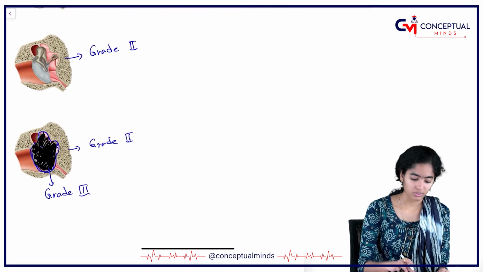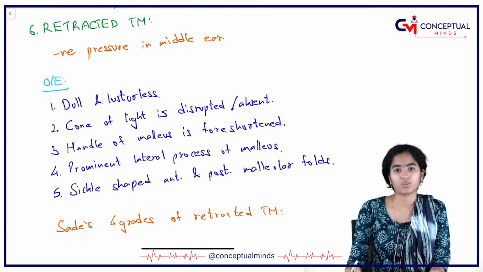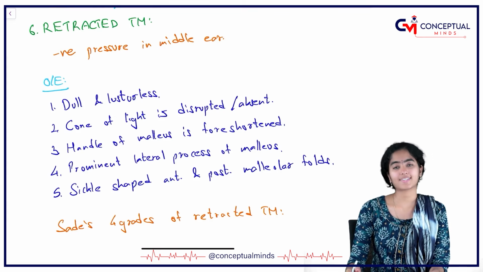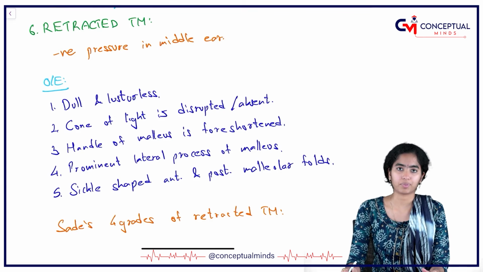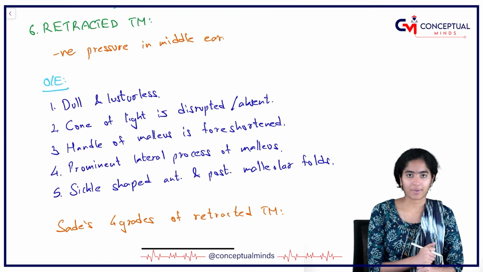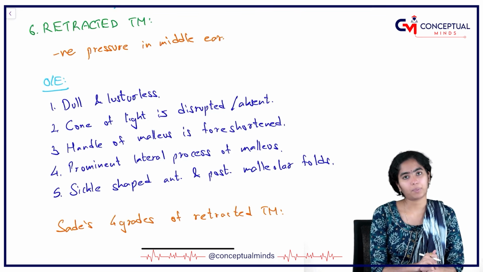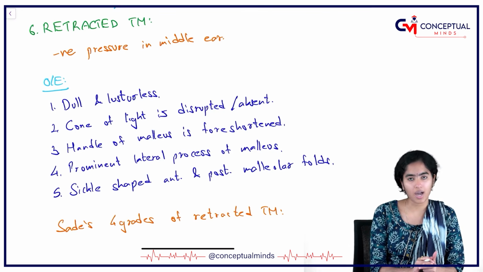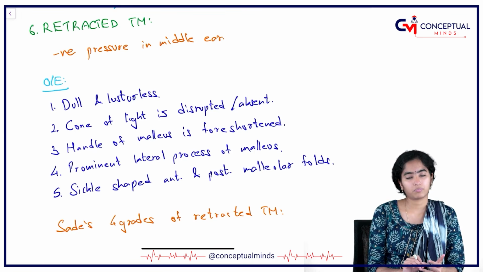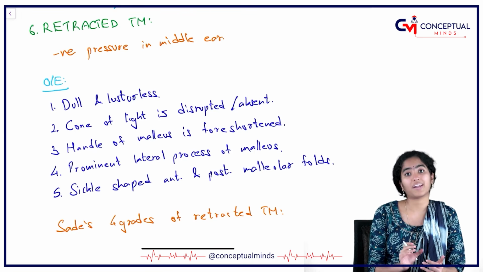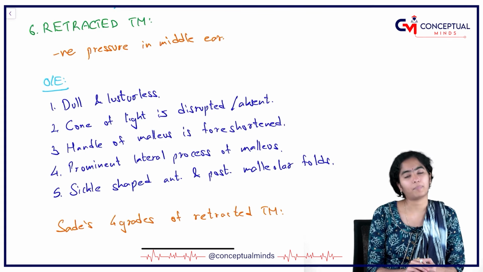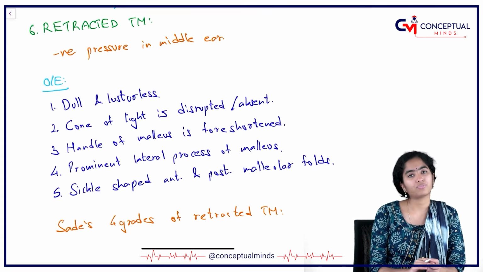So this is about a retracted tympanic membrane. With this, I complete all the disorders of tympanic membrane. First and most important is the tympanic membrane perforation, and then we have tympanosclerosis, where there are chalky white plaques seen on the tympanic membrane. Then there is bullous myringitis, where bullae or blebs are seen. Myringitis granulosa is about granulation tissue on the tympanic membrane. And we have retracted tympanic membrane with 4 grades of retraction.